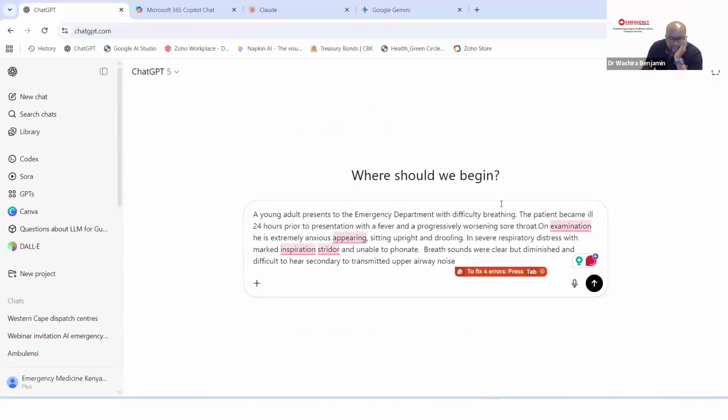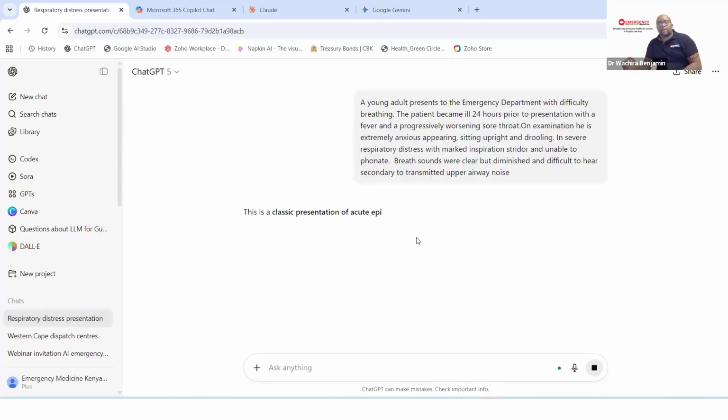Young adult presents to the ED with difficulty breathing. Patient became ill 24 hours prior to presentation with a fever and progressively worsening sore throat. On examination, extremely anxious appearing, sitting upright and drooling, in severe respiratory distress, with marked inspiratory stridor and unable to phonate. Breath sounds are clear but diminished and difficult to hear over transmitted airway noise. All right, so I already know what this is. Let's see what the AI will tell us.